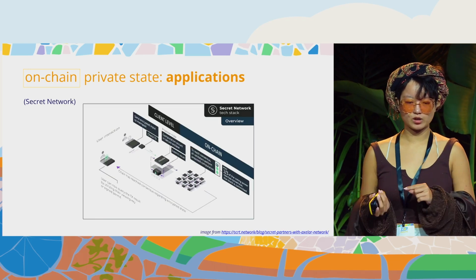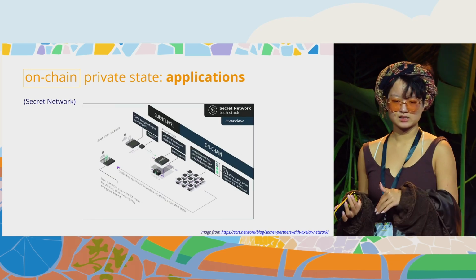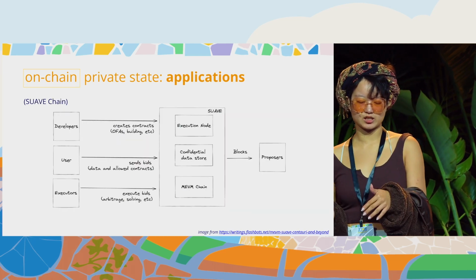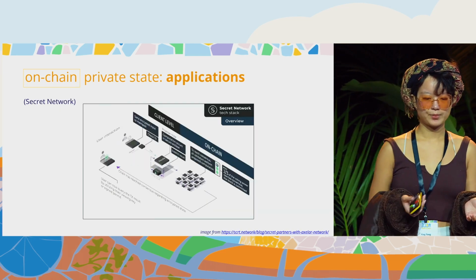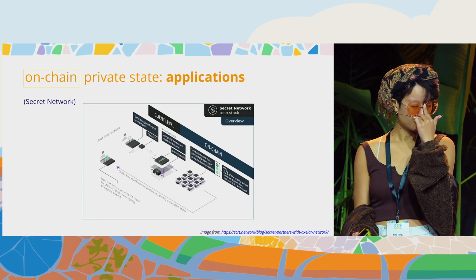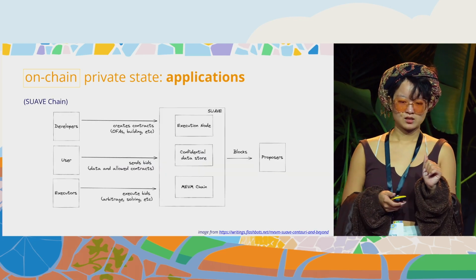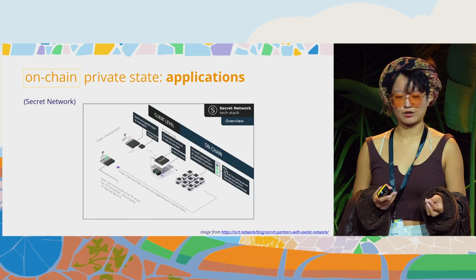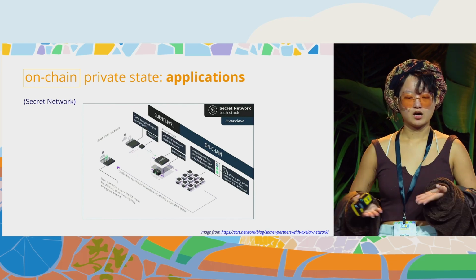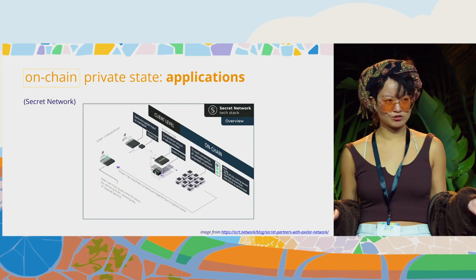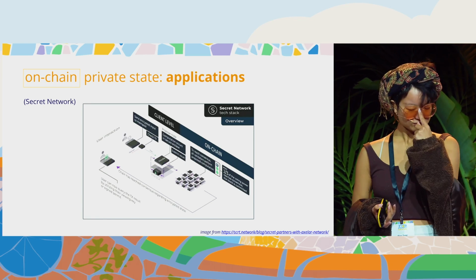And Secret Network sort of generalizes this to not just searchers and solvers, but to any smart contract. But the idea is the same as SUAVE chain. So Secret Network has a network of TEEs. So each of the nodes in Secret Network is a TEE.